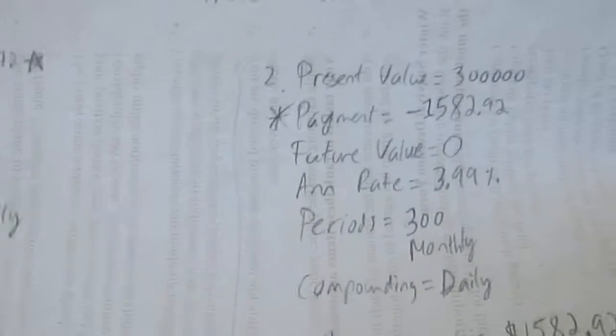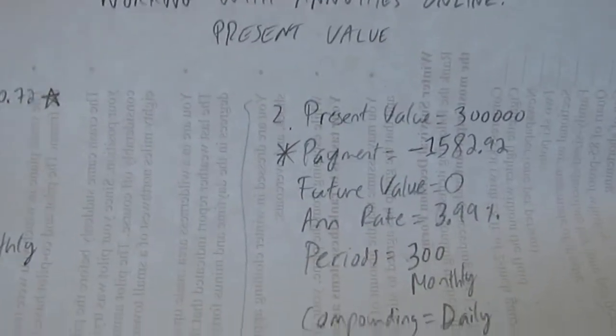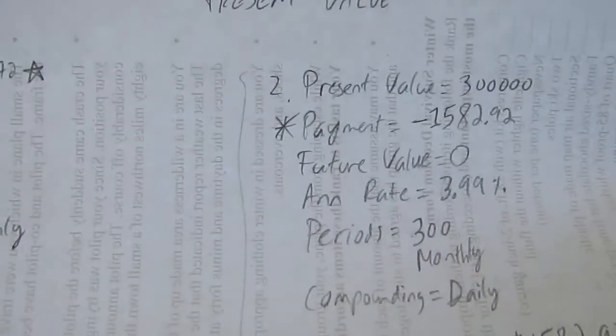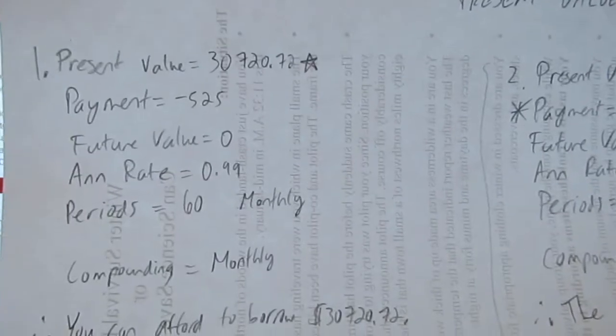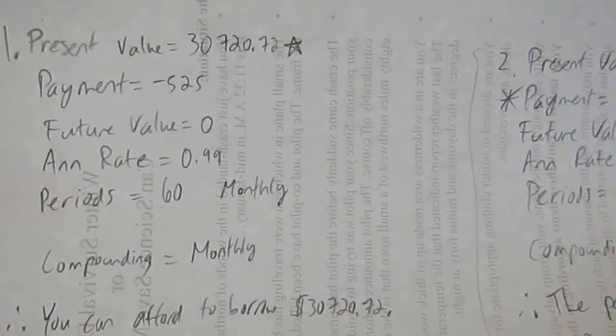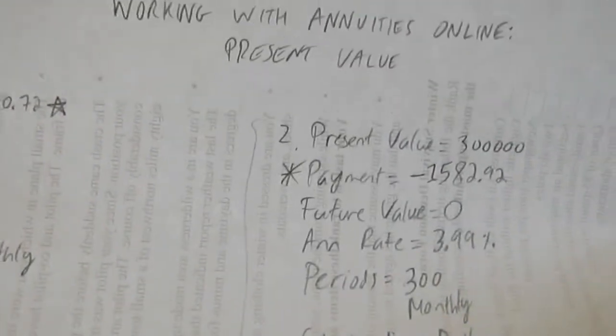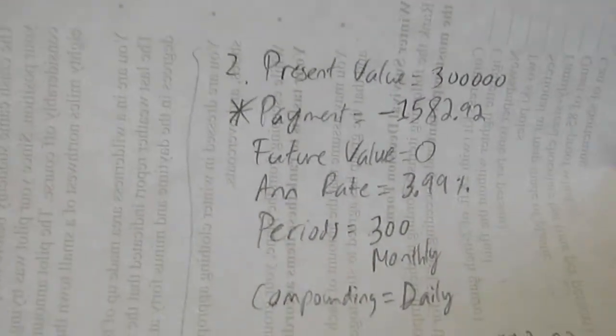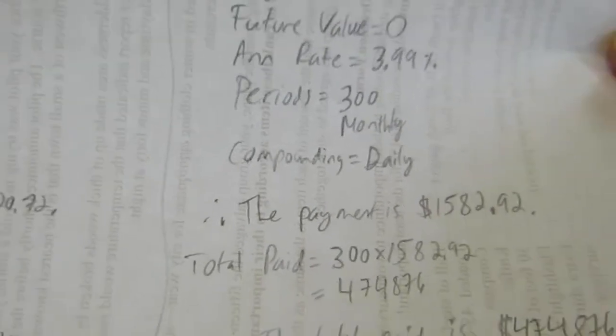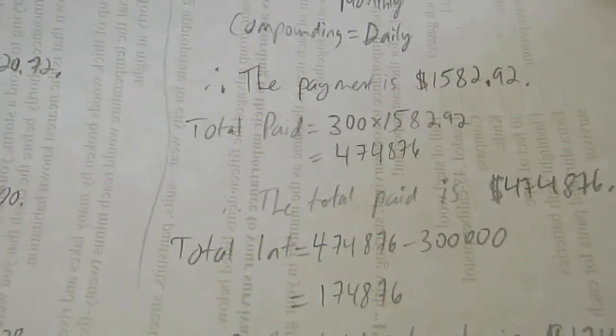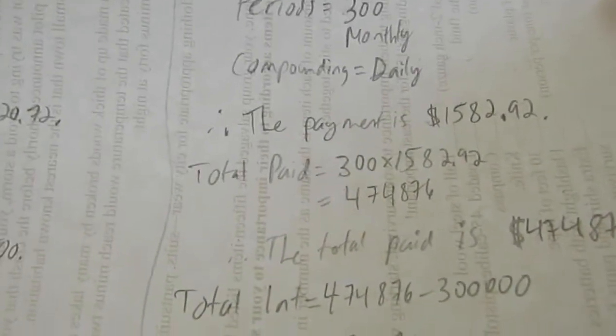We were working with annuities online with a TVM solver, solving for present value. The first question we solved for the present value, the loan, and your total paid and your total interest. And the second question, we solved for your payment, but we also calculated the total paid and total interest. That was present value annuities.